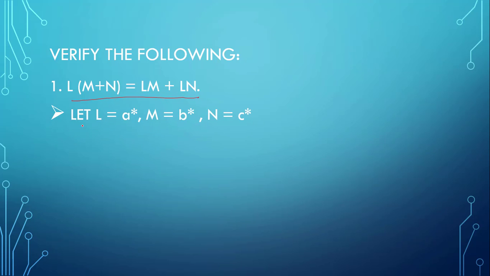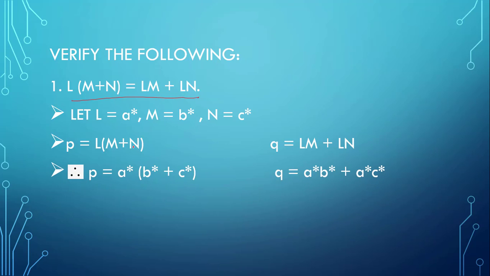The first step for solving such questions is to assume that L will be equal to a star, M will be equal to b star and N will be equal to c star. So when we have this, we will substitute L dot (m plus n) as P and Q will be equal to Lm plus Ln. And now we will go on substituting L, M, N as a, b and c respectively. Therefore P will become a star, (b star plus c star) and Q will become a star b star plus a star c star.